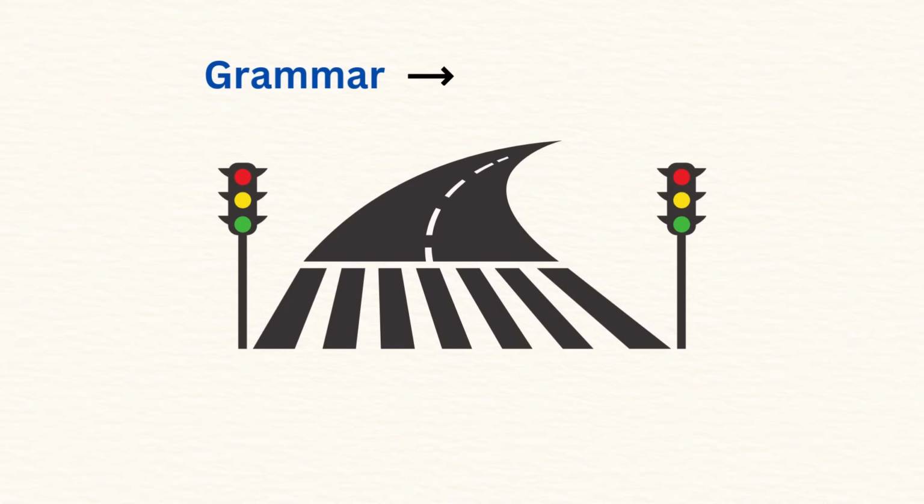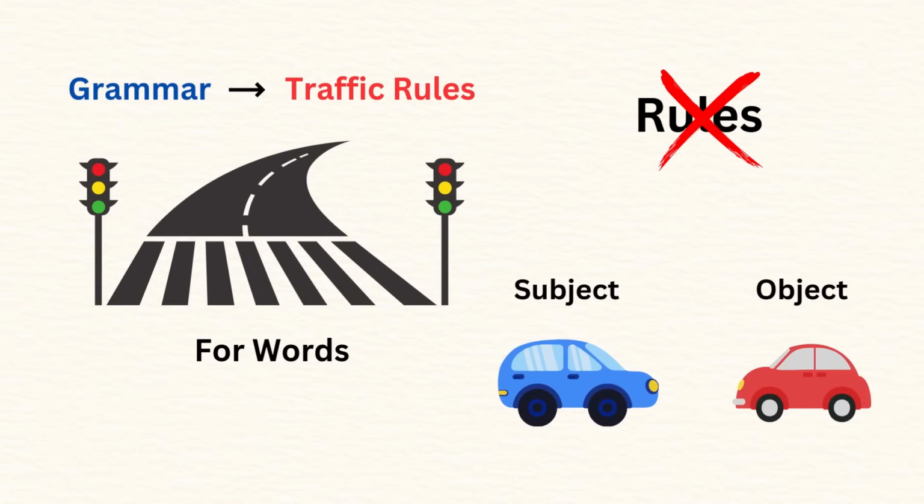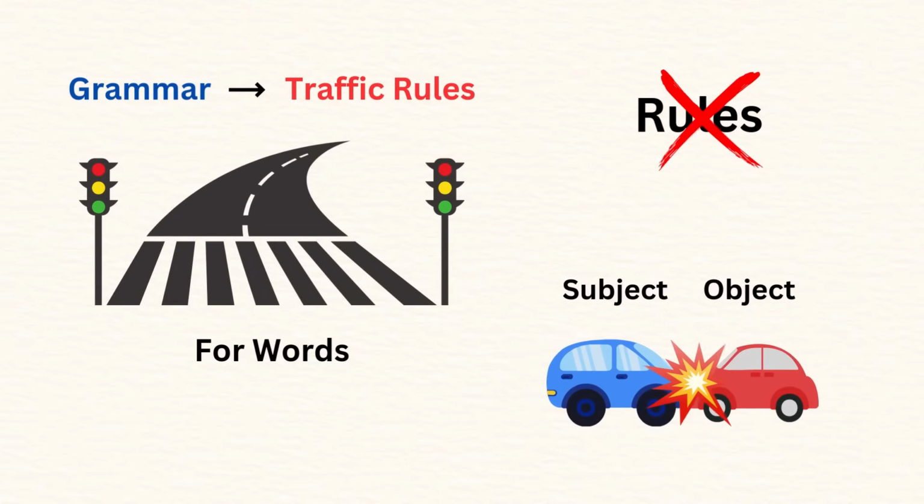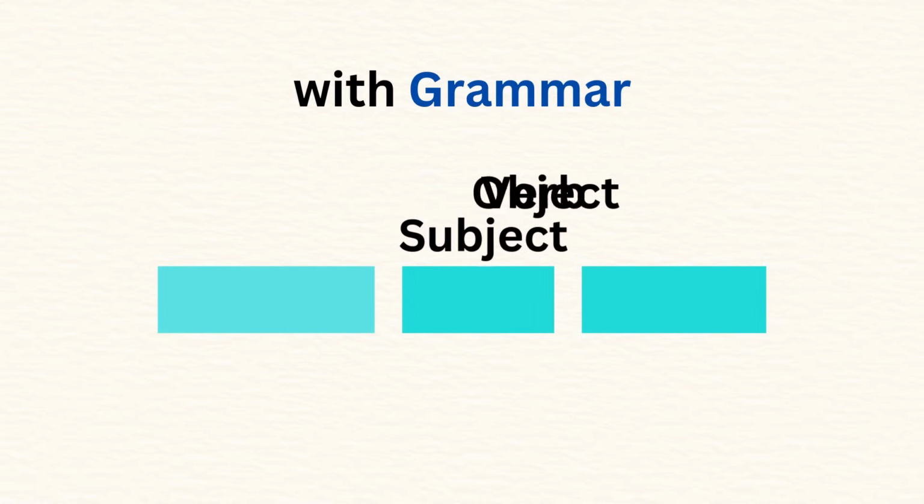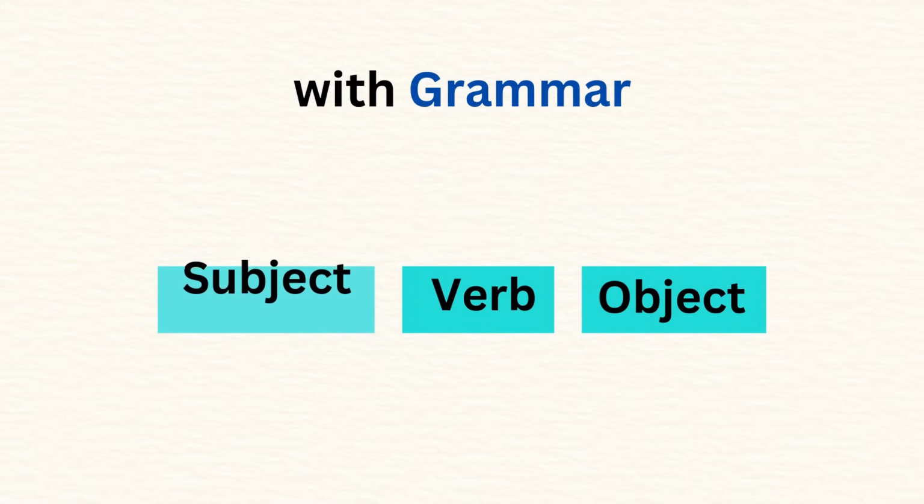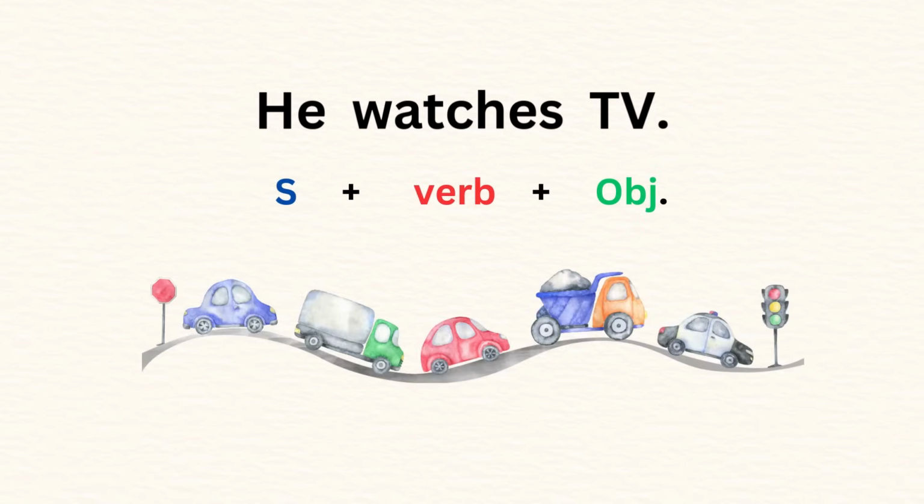Imagine grammar as the traffic rules for words. Without rules, words would drive around and crash into each other. With grammar, words know where to go, when to stop, and how to move together. That way, your sentence runs smoothly, like cars on a calm road.